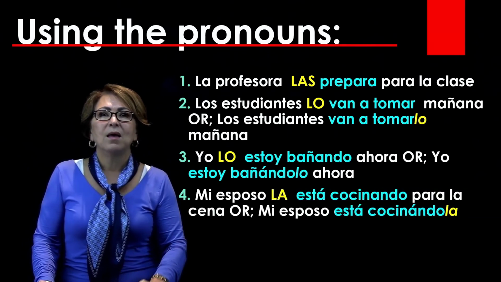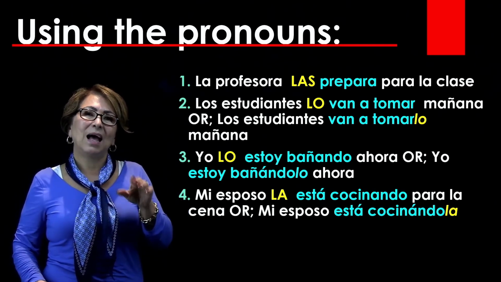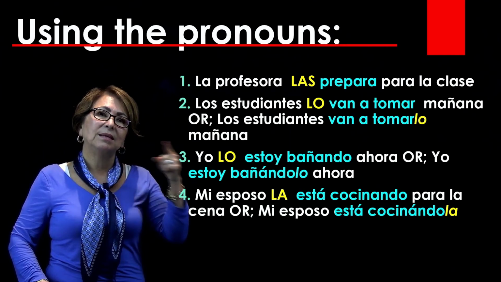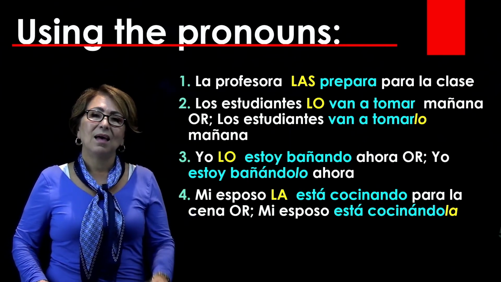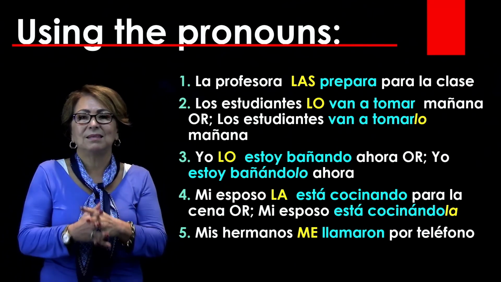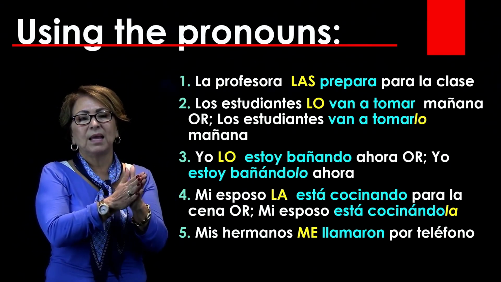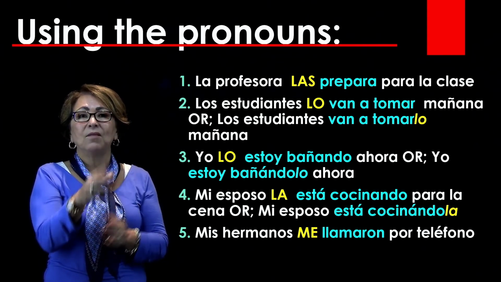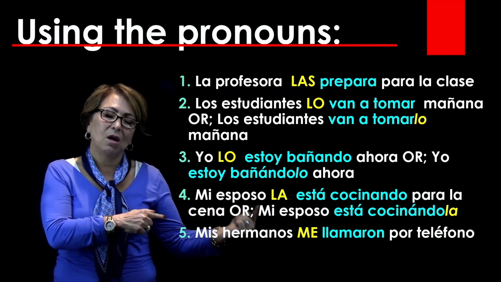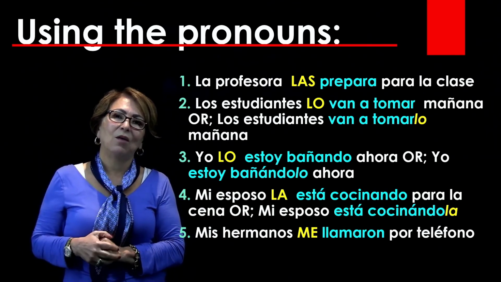Okay, number 4. Mi esposo la. Remember, mi esposo was making a lasagna, so la is that lasagna. I can place it before the main verb está, or I can place it after, cocinándola. And the last one is mis hermanos me. Now me shows in the sentence. A mí is gone. Me is there because I'm using the pronouns, and it's placed before the verb because I only have one. If I had two verbs as I had in the previous sentences, it would have gone after the verb, but in this case, one verb, one option, and your pronoun is right there.